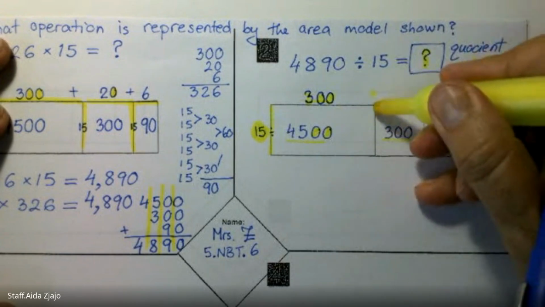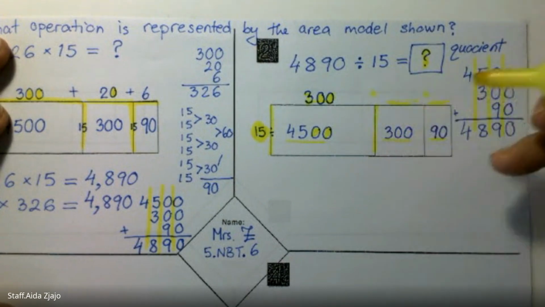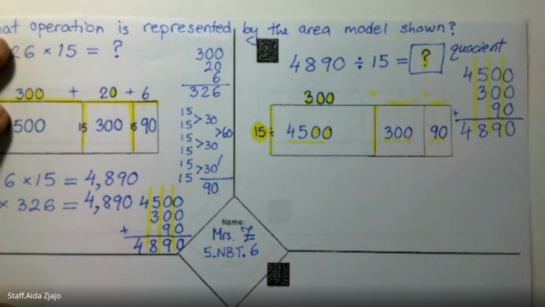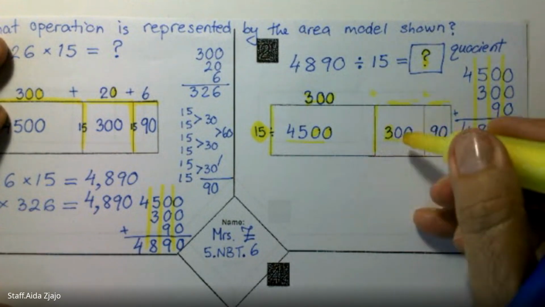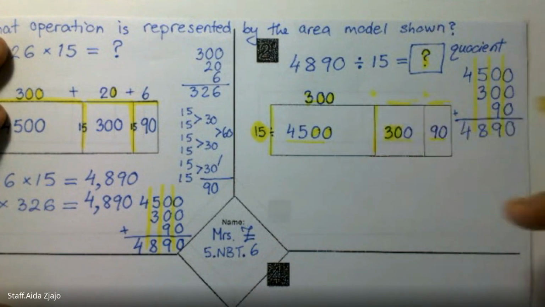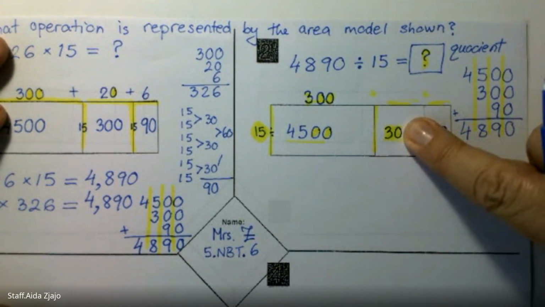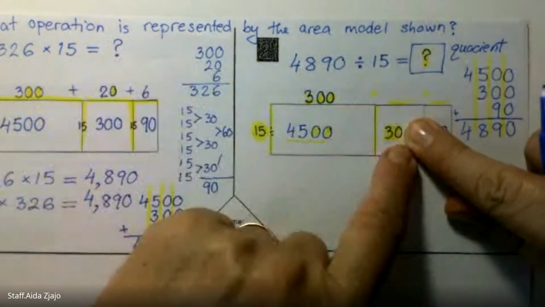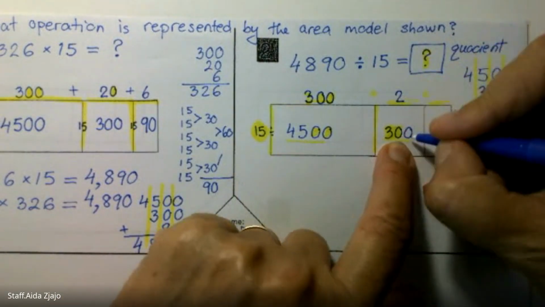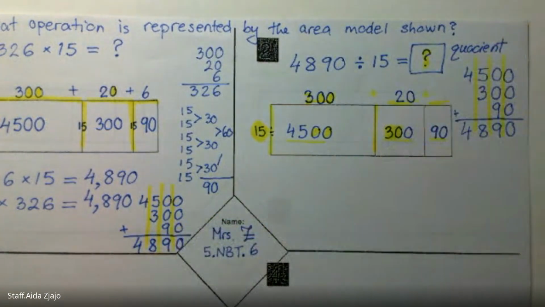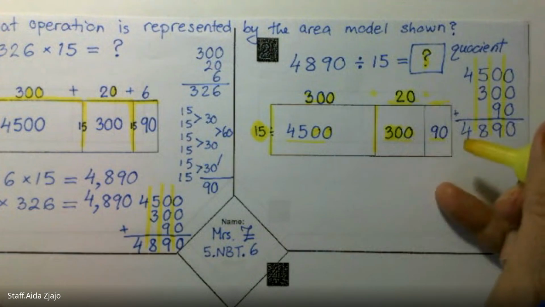Now this is 15, same thing. 15 times what makes 300? Here you have only 3, so that doesn't work. So you can think about combining the 0 with 3, and then you can think this is 10 and this is 30 tens. So 15 times what makes 30? So 2 15s are in 30, and times 10 is really 20. So 15 times 20 is 300.